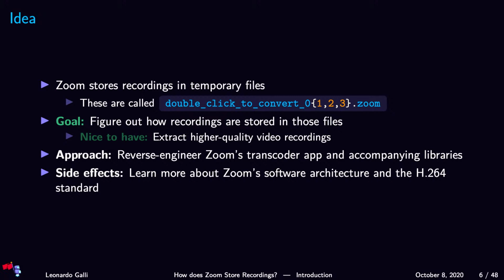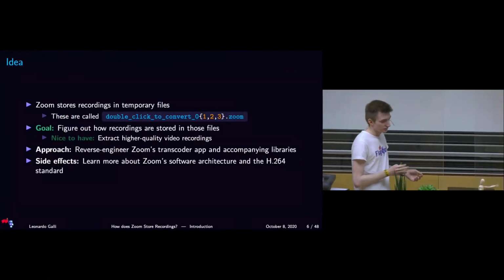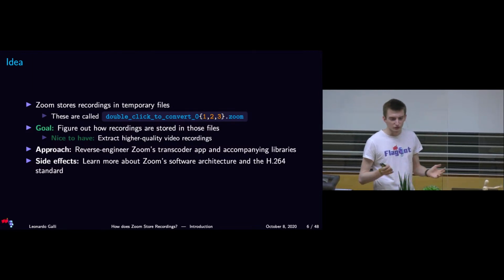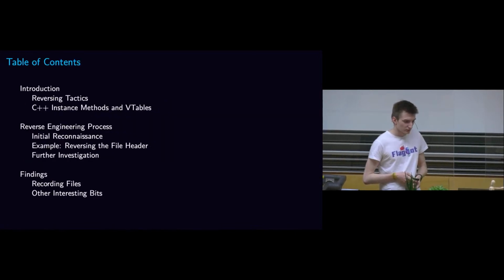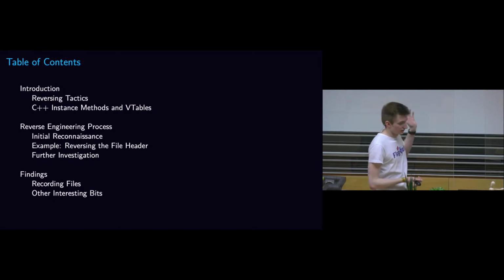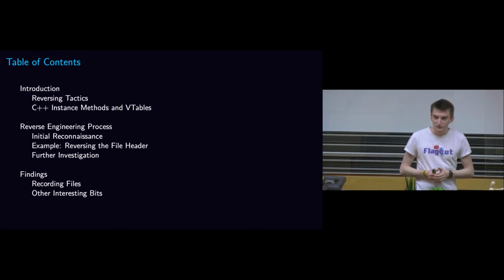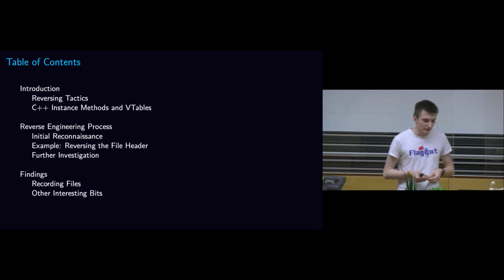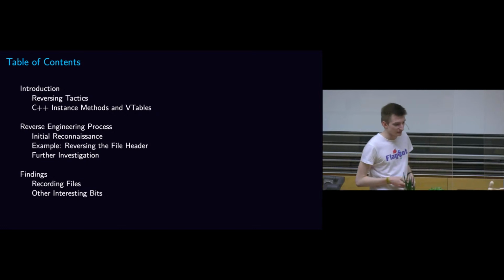And my major approach to this was just reverse engineering the transcode app from Zoom. And the transcode app is the thing that takes these temporary files and makes video and audio for you. And some of the side effects, as I like to call it, is I learned a lot about Zoom's software architecture, and also the H.264 standard, which is just a video codec. So just a quick overview of what I'm going to talk about. I'm going to do some general introduction to reverse engineering, also a bit of C++ stuff. Then I will talk about how exactly I went about reverse engineering all this Zoom stuff. And in the end, I'll showcase some of my findings.